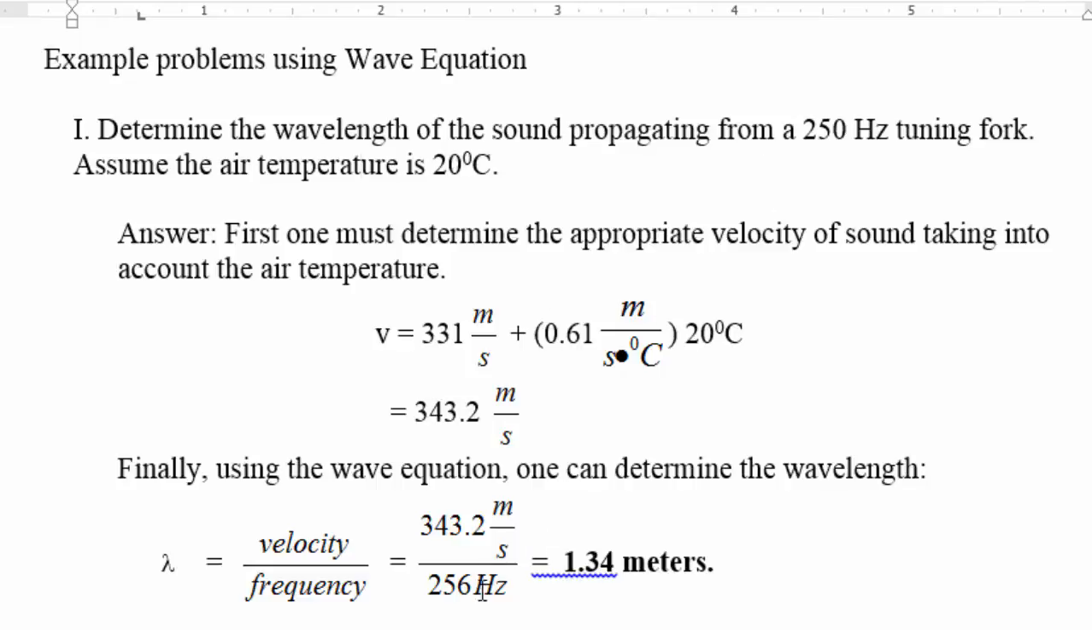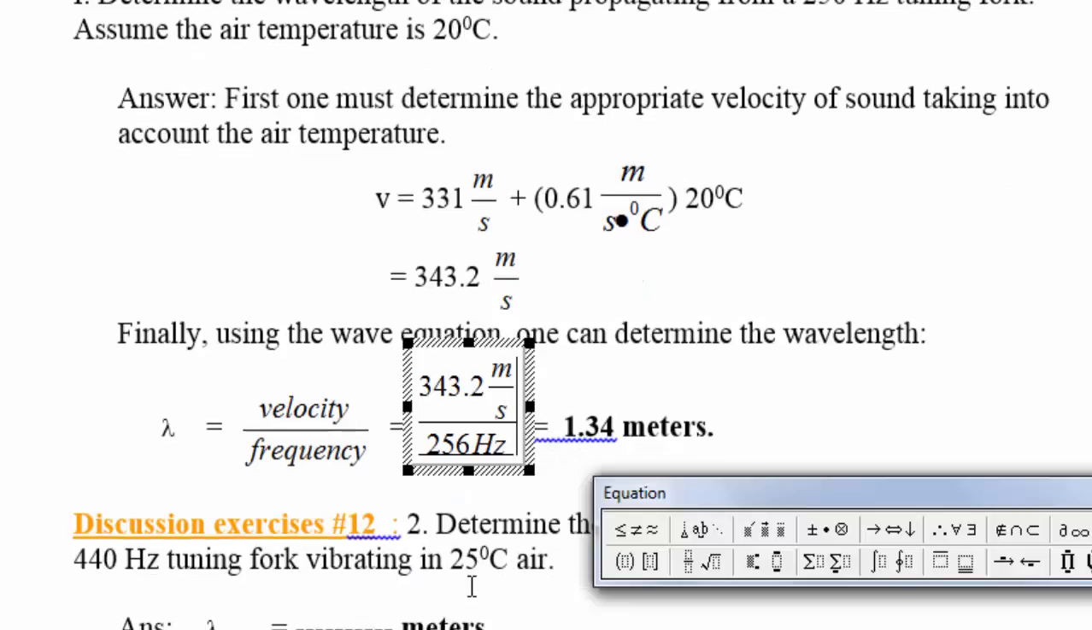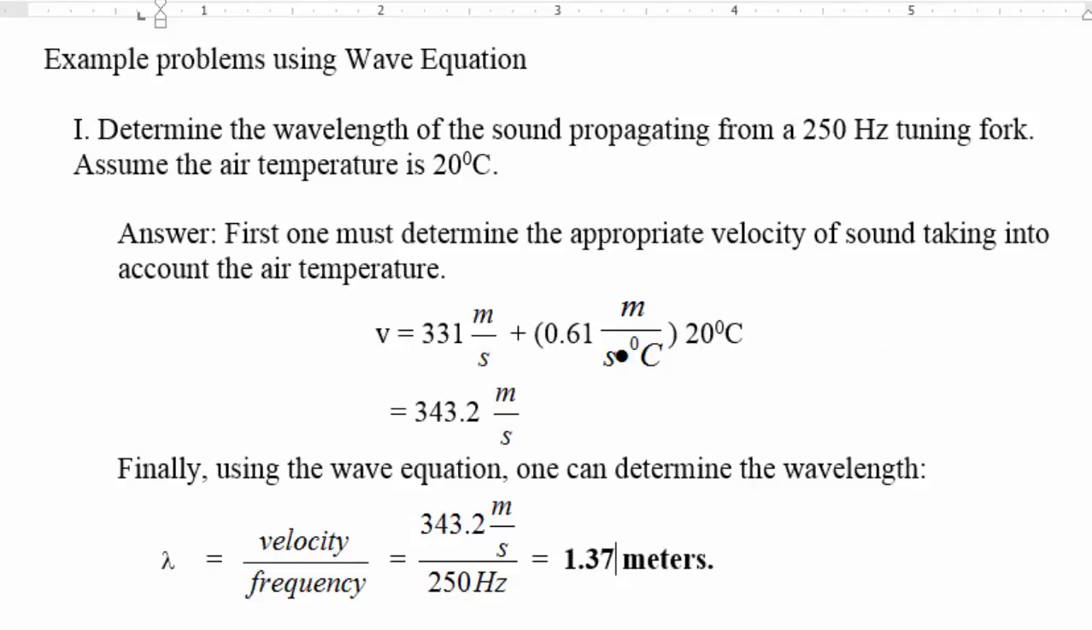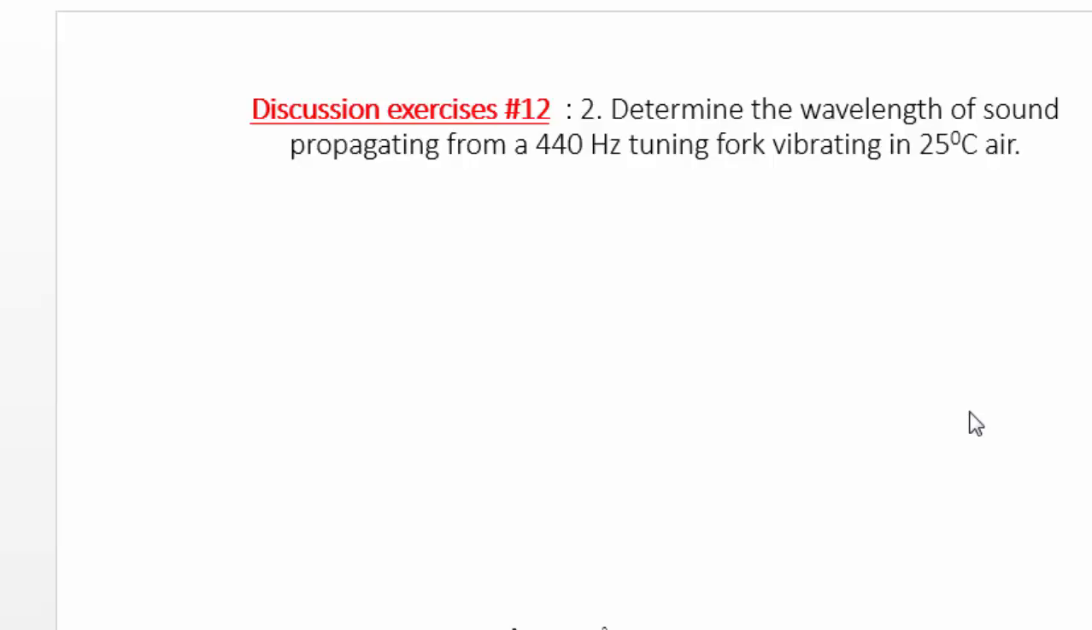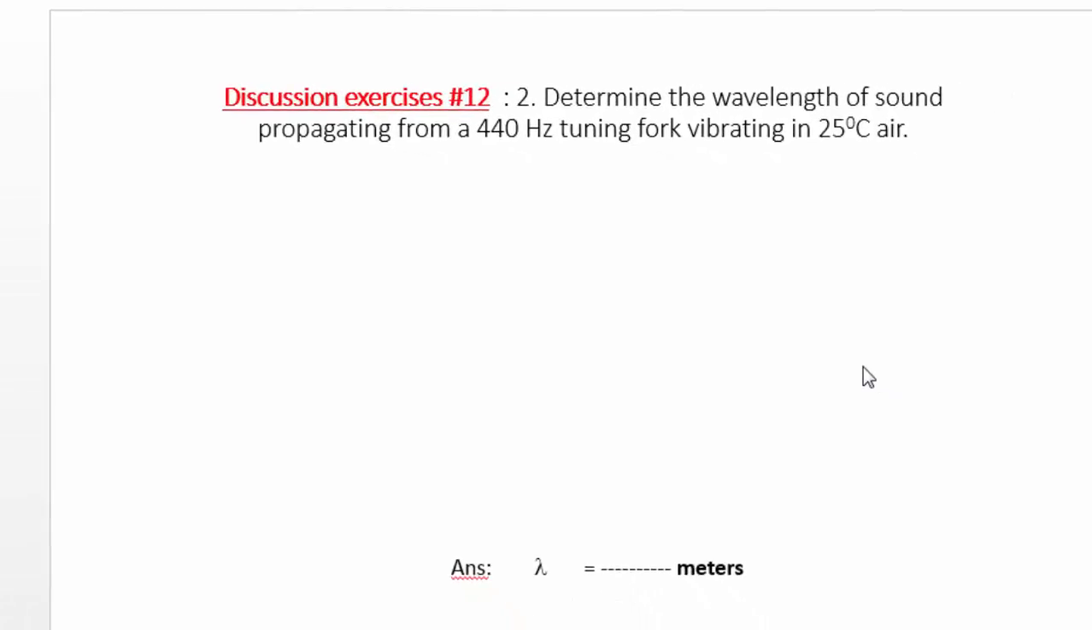We divide it by the frequency, which is 250 Hertz, and this will yield 1.37 meters. Okay, let's go ahead and solve a similar problem here. Determine the wavelength of sound propagating from a 440 Hertz tuning fork vibrating in 25 degrees Celsius air. Now to find the wavelength, we have to find the speed of the wave. And here the wave is sound. Hence we cannot use the speed of light, which is 3 times 10 to the power 8 meters per second.